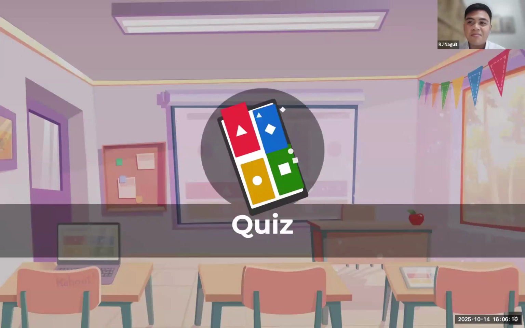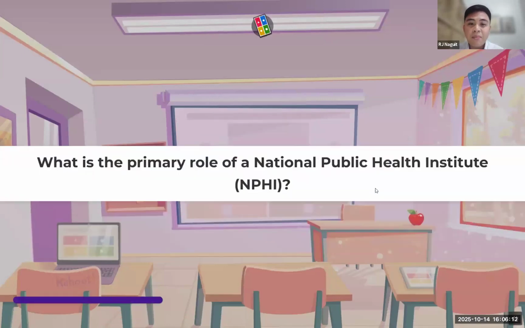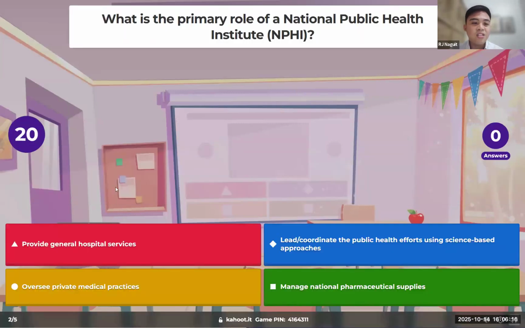Okay, next question. What is the primary role of a national public health institute? Is it red, provide general hospital services? Blue, lead or coordinate public health efforts or approaches? Yellow, oversee private medical practices? Or green, manage national pharmaceutical supplies?